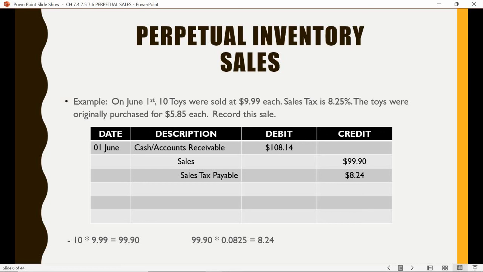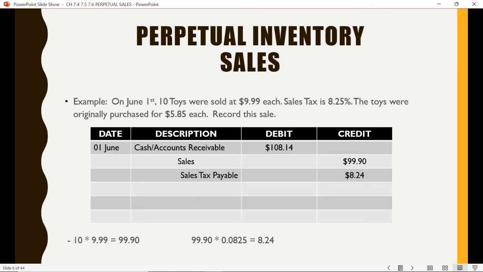Tax is 8.25%, which gave me $8.24, giving me a grand total of $108.14. Okay, that is me selling my items, 10 of those items plus the tax, and this is the amount that I got. Okay, so here's us recording the sale.